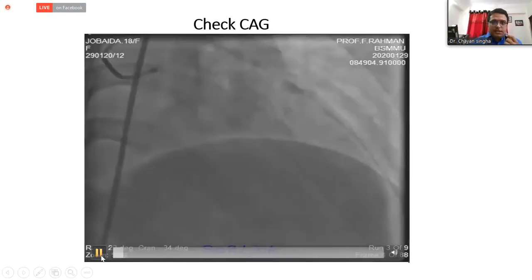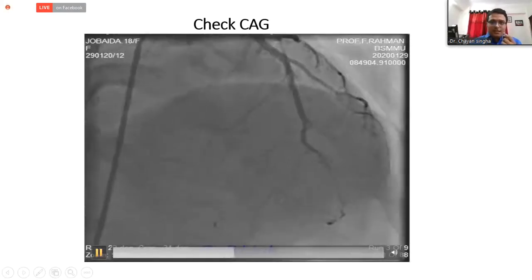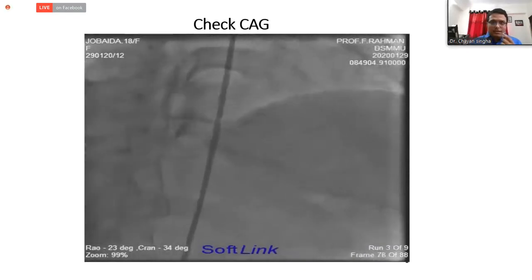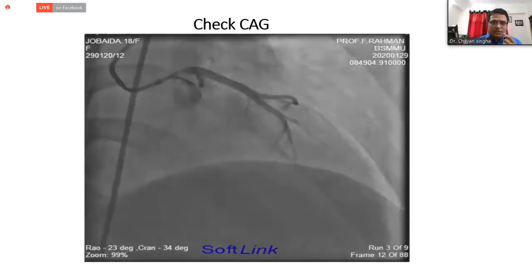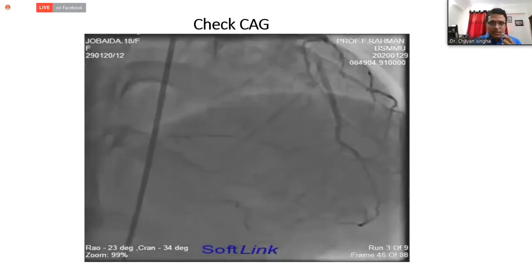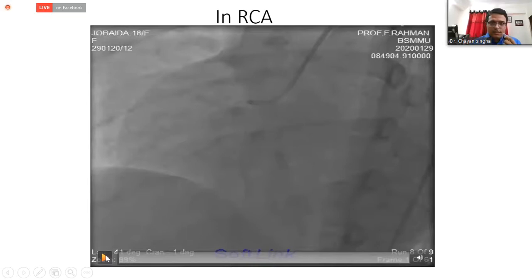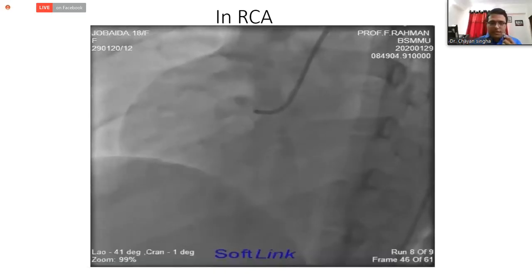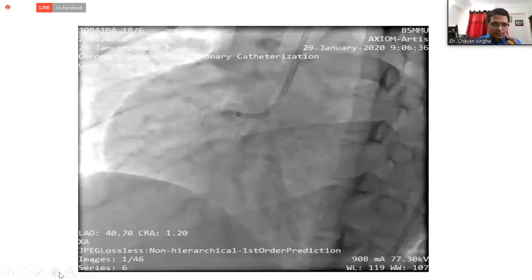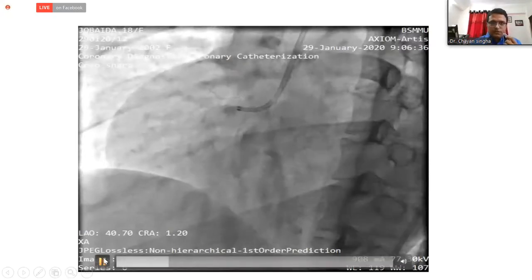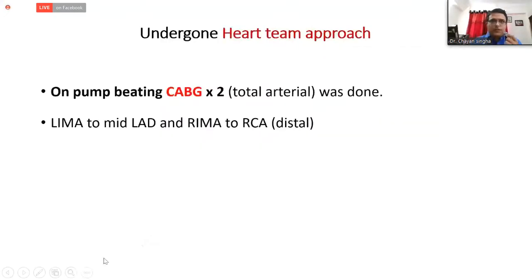Then a check CAG was done. Here it shows a significant in-stent stenosis in the left main with collaterals from the left system supplying the right system, and the right side shows a total occlusion of the right coronary artery. Here it shows the total occlusion. So we undertook a heart team approach, and CABG was done according to the decision. Two grafts were given, LIMA to mid LAD and LIMA to RCA.